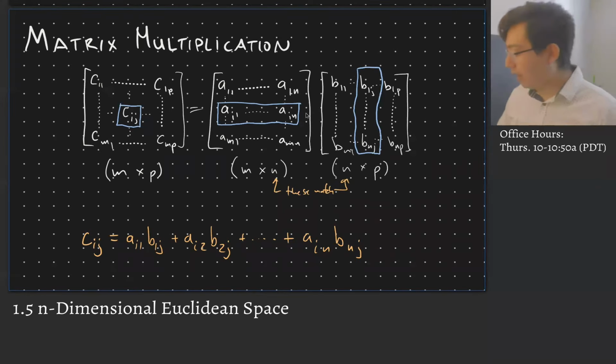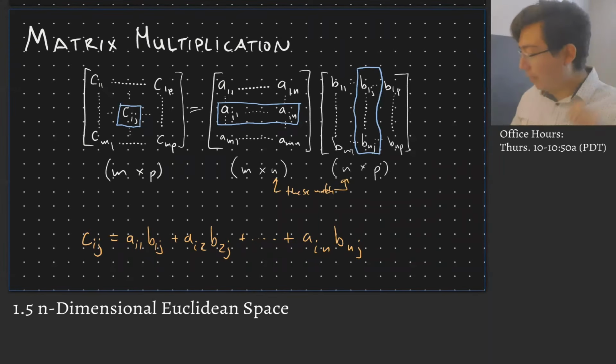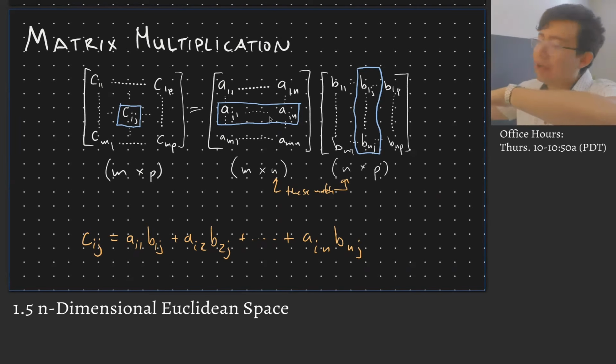So you're going to do a dot product here, but the way you figure out what dot product you do is you say, okay, I want to find the ith row and jth column entry. So I take the ith row of my first matrix and the jth column of my second matrix, and I put them on top of each other.